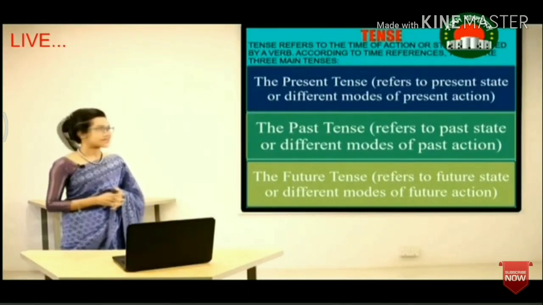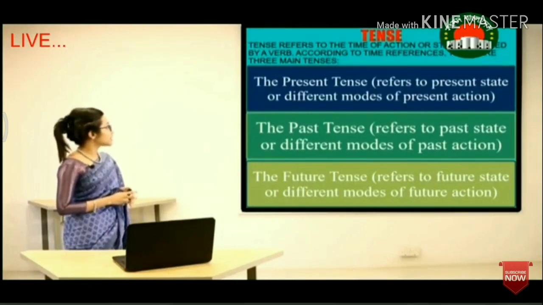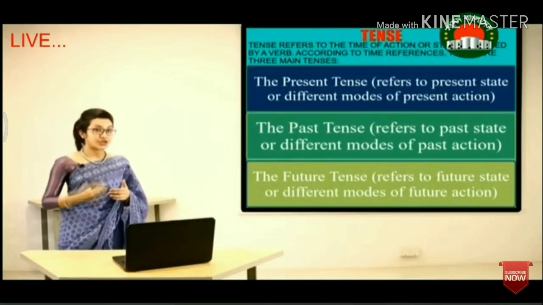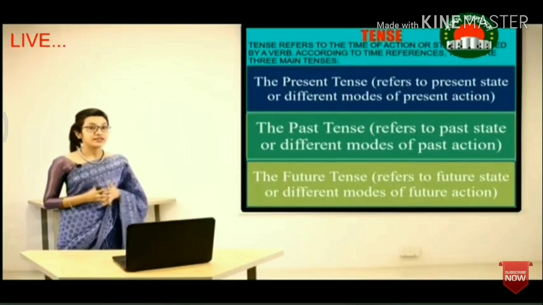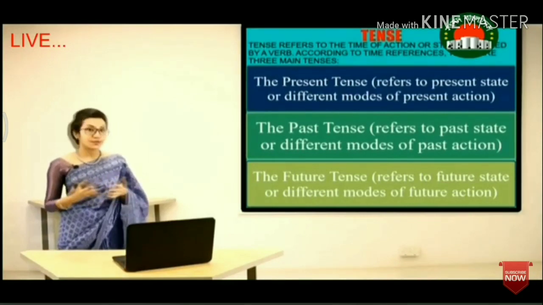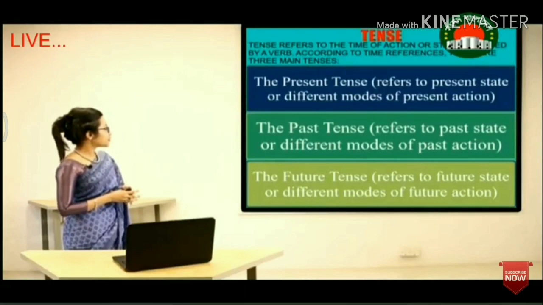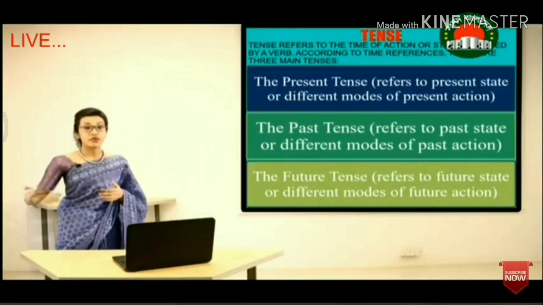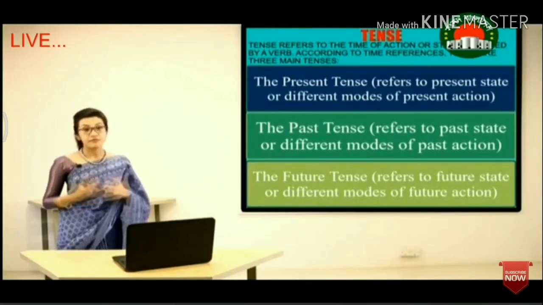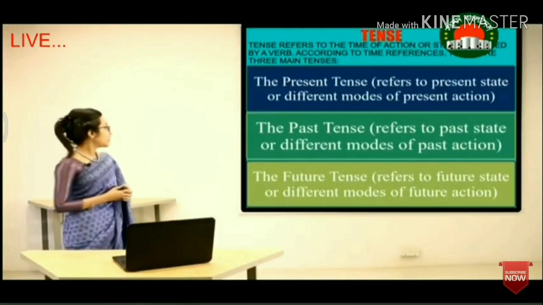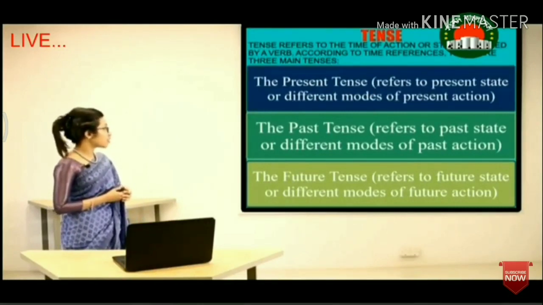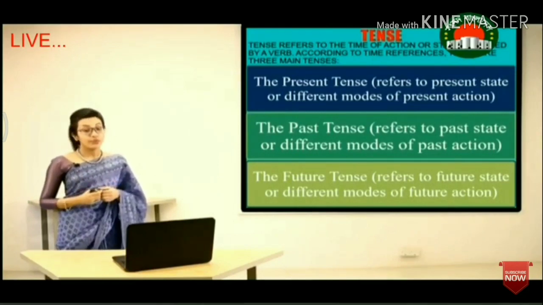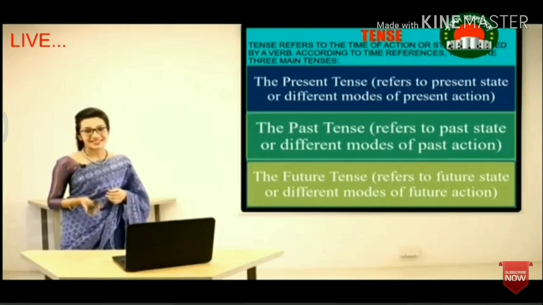Now, what is the present tense? Present tense refers to a present state or different modes of present action. That means if I'm doing an action now, at the present, then it will be labeled as present tense. What is past tense? Past tense refers to past state or different modes of past action. That means whatever happened before now will fall into the category of past tense. And what is future tense? The future tense refers to the future state or different modes of future action. Whatever is going to happen after now will fall into the category of future tense.